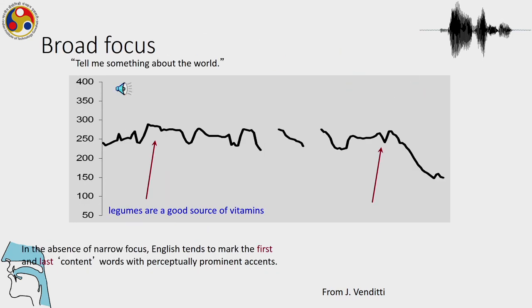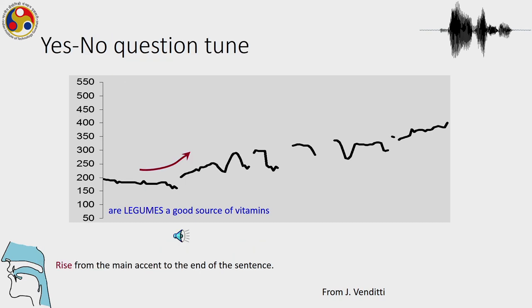In broad focus, the first and the last content words are the places which will receive accentuation in a normal broad focus declarative sentence. The first and the last content words receive some accent, and this is called broad focus, unlike the previous narrow focus sentences. And let us look at a few other question tunes.